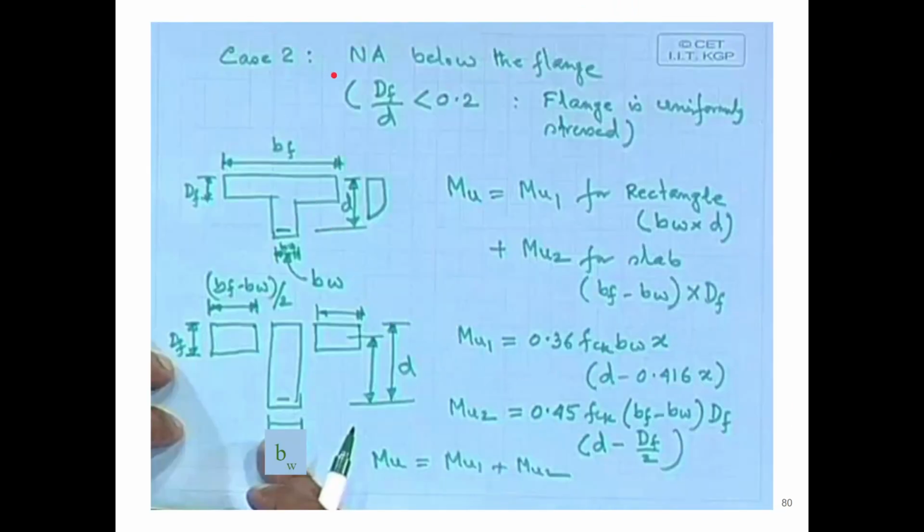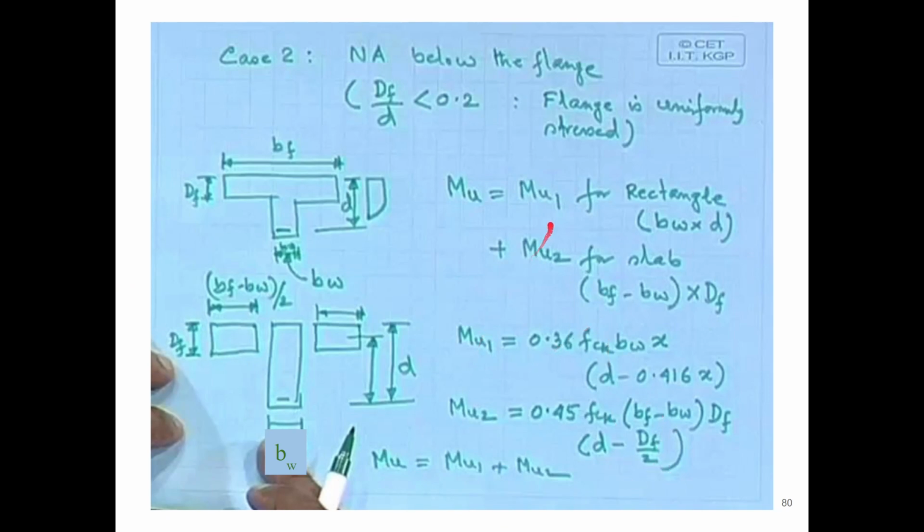Okay, the second case. This case is when the neutral axis is below the flange and the flange is uniformly stressed, that is, Df by d is less than 0.2. In this case, we have to separate the two parts: one is the web and the other is the flange. For the web we design normally, but for the flange, because the stress is uniform and constant, the 0.36 will become 0.45. That is the difference, otherwise it is all the same. It will be bf minus bw, and the lever arm will be d minus Df by 2, because the stress is constant.